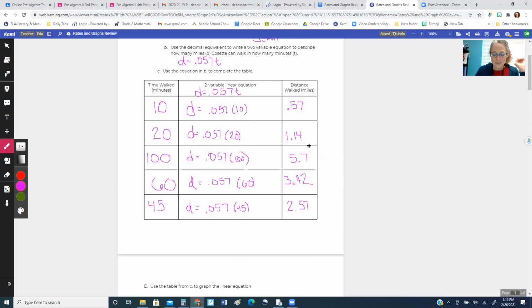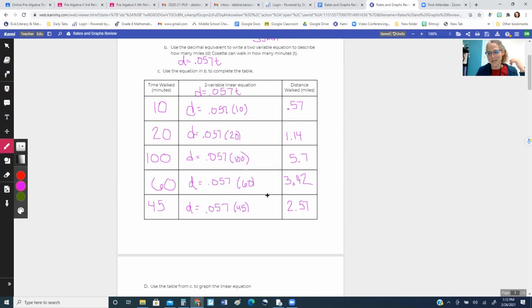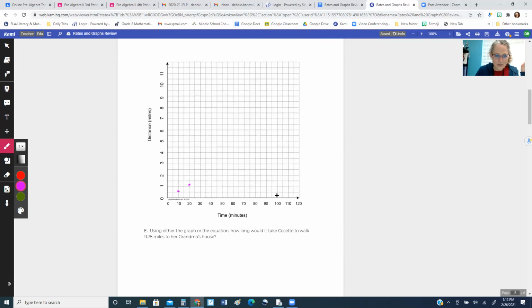At 20 minutes, she walked 1.14 miles. So 20 minutes was 1.14. So it's just a teeny smidgen above 1. Exactly perfectly right there. It's not going to be perfect, and that's okay. So at 100 minutes, she walked 5.7 miles. So we go down to 100, and it's almost to 6, but really not quite. It's kind of almost halfway between 5.5 and 6. So right, boom, precisely, exactly right there.